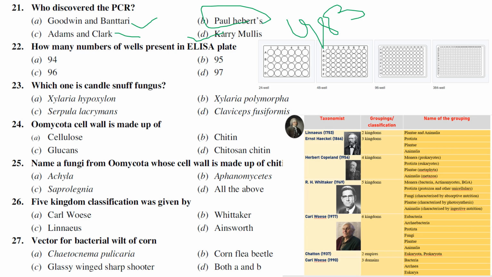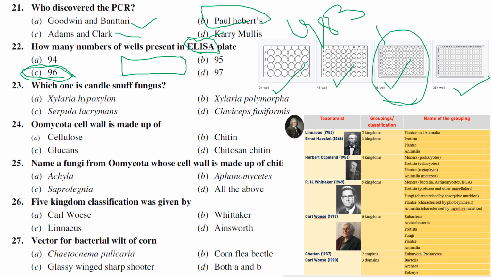How many wells are present in ELISA? First of all, we must know what ELISA is: enzyme linked immunosorbent assay. So in enzyme linked immunosorbent assay, a plate is there, this kind of plate will be there. So how many wells are present, they are asking. 94, 95, 96, 97. Generally, an ELISA plate contains 96 wells. There are plenty of plates made up of 24 wells, 48 wells, 96 wells, 384 wells, and other plates like 1536 wells are also available. But the most commonly used ELISA plate contains 96 wells. Generally the ELISA plate contains 96 wells, 12 into 8.